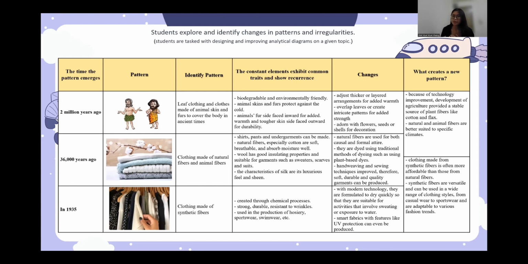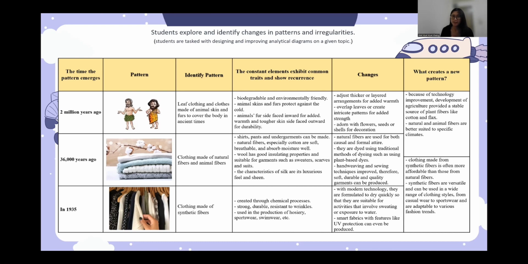The changes in this pattern are that, as those are natural fibers, they can be used for both casual and formal attire. Another significant change is that they could be dyed using traditional methods, such as natural dyes from colorful flowers and sometimes even from bark. And at that time, handmade and sewing techniques also developed. Therefore, they could produce softer, more durable, and better quality garments.